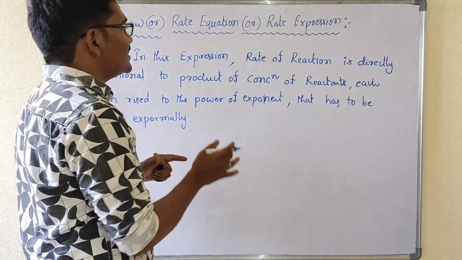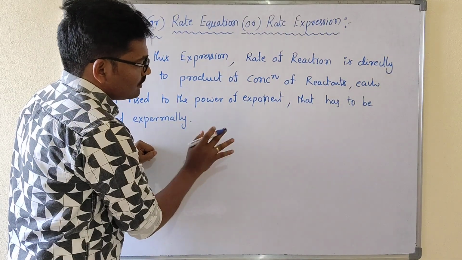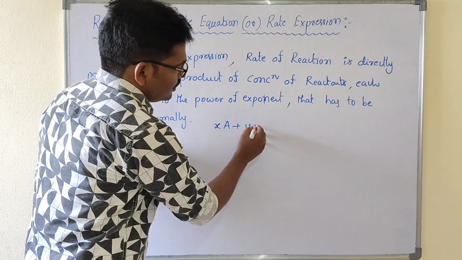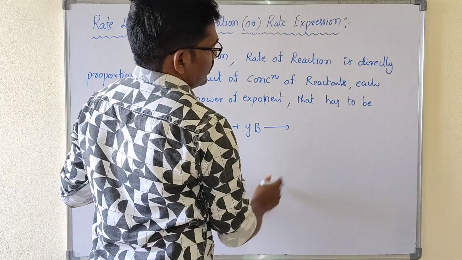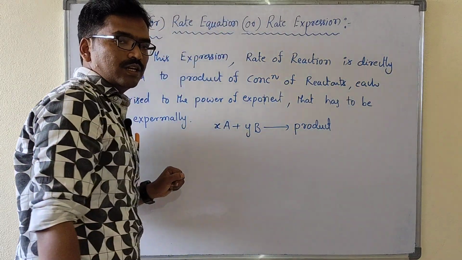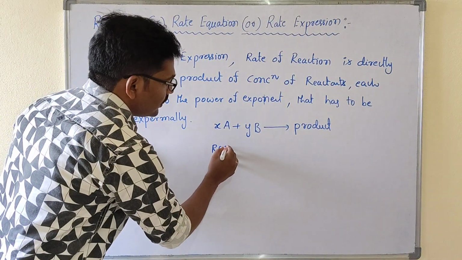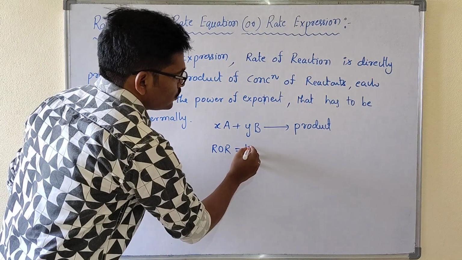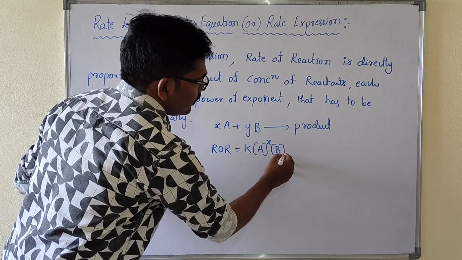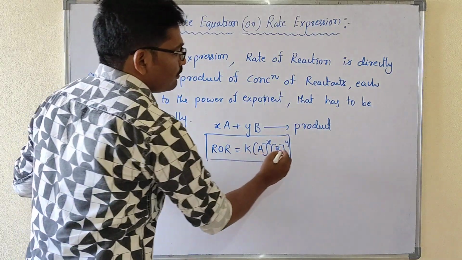So this is called a rate law or rate expression. What is the meaning of that particular statement? Take one equation, xA plus yB gives rise to products. This is a general or elementary equation. For this reaction, if you take the rate of reaction, it equals k into A to the power x, then B to the power y. This is according to the law of mass action.